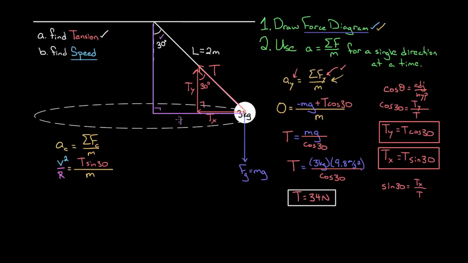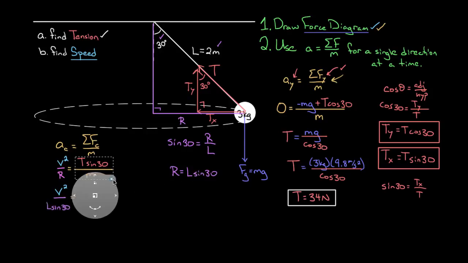So we can say that this radius is the opposite side of that 30 degrees. So we're going to use sine theta. We're going to say that sine of theta, which is 30, equals the opposite side, and that's r, divided by the total length of the string, L. And so if I solve this for the radius, I get the radius of the circle that this ball is traveling in would be L times sine of 30, where L would be this 2 meters. So we'll plug that in back over here. We'll say that v squared divided by r, which is L sine 30, is going to equal T sine 30 divided by the mass.